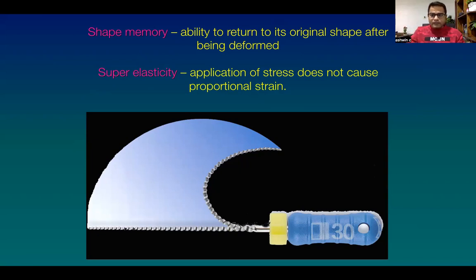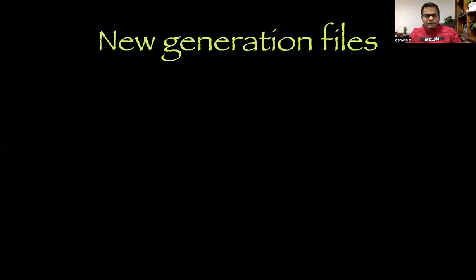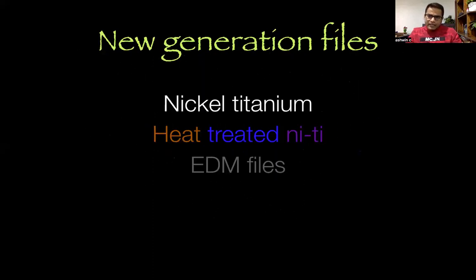So how to get it? That's why researchers have done some kind of treatment of files, nitinol metal, and that treatment is called heat treatment. Okay, so there are newer generation files which are heat treated nitinol files and electric discharge machining files. That means EDM files. EDM is a specific process by which we make the files from a nitinol blank.